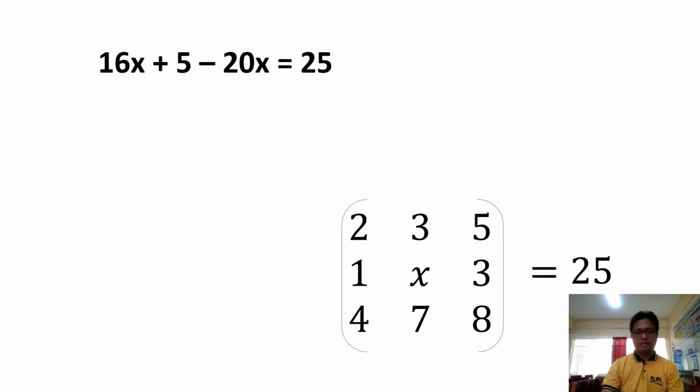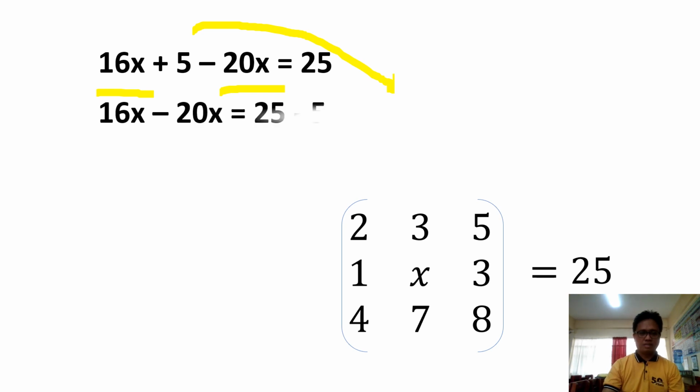The next step is we have to combine like terms. So combining 16x and negative 20x, then we're going to transpose 5 to the right side using APE. So you have 16x minus 20x equals 25 minus 5. So what is 16x minus 20x? The answer is negative 4x. Then 25 minus 5 is 20.